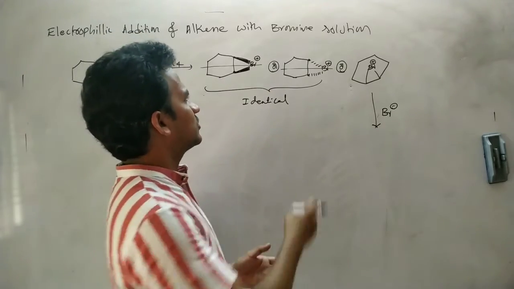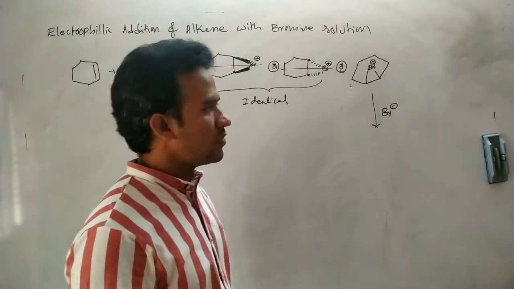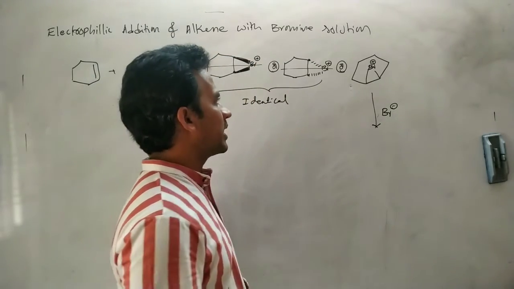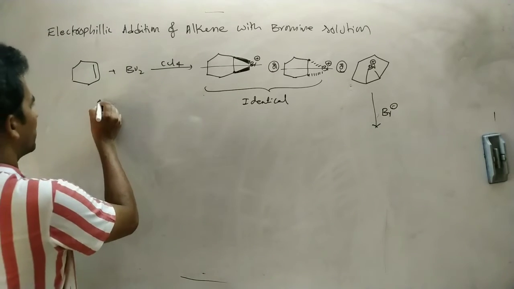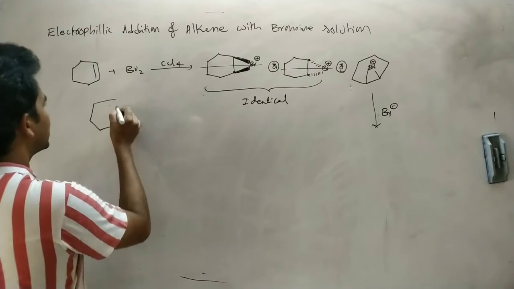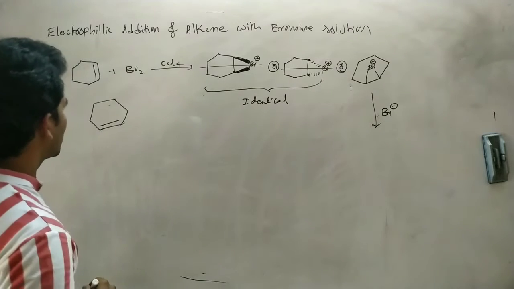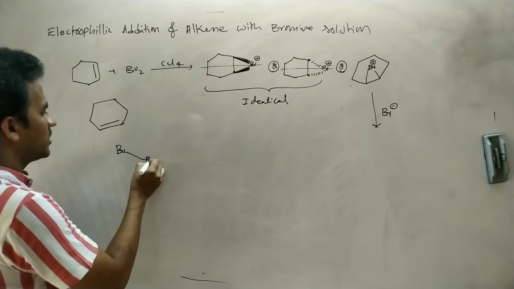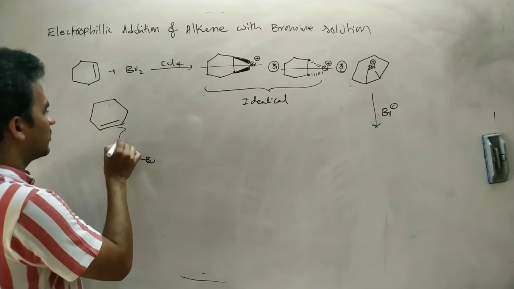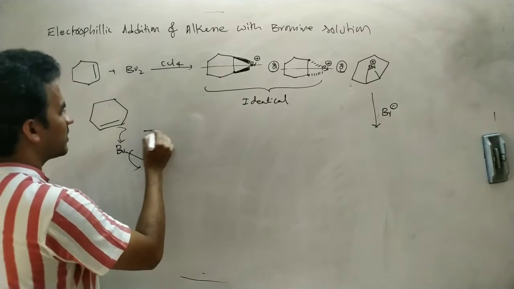Now here, of course, one is a 3D representation and one is a 2D representation. This is how the cyclic bromonium ion is formed. Now, how is this cyclic bromonium ion formed? Suppose this cyclohexene is a nucleophile. Alkenes act as nucleophiles in electrophilic addition reactions. Now here, this bromine molecule: the nucleophilic carbon attacks the Br plus, and we are leaving out the Br minus.